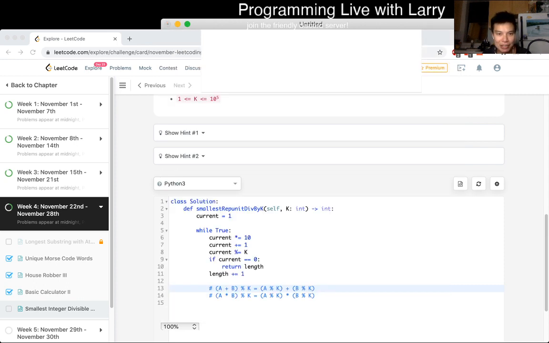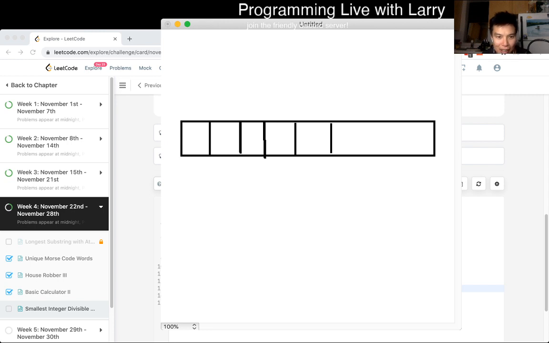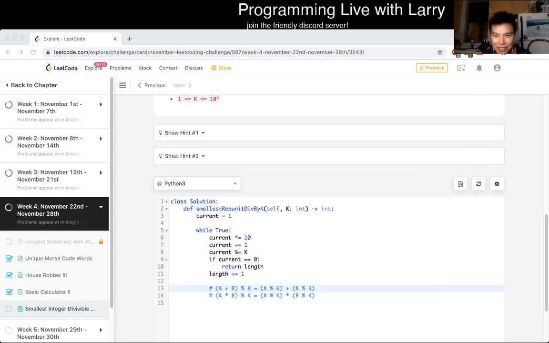I think I have to re-record some part of this, maybe. Okay, maybe I don't want to draw it. So let's say we define a function f of x equal to (2x mod k) times 10 plus 1 mod k, something like this, right? Which is what we implement here.